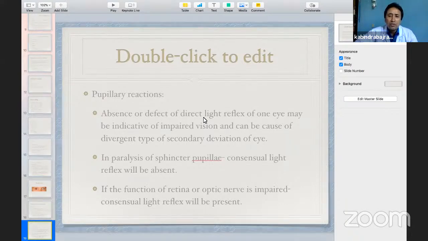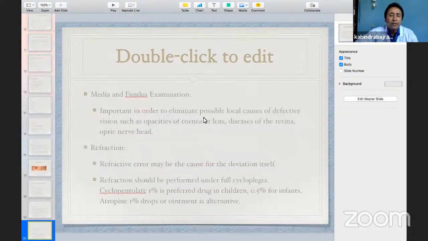In paralysis of the sphincter pupillae, for example in third nerve palsy involving the pupil, the direct light reflex will be absent. And if the retina and optic nerve are impaired, the consensual light reflex will be present. So pupillary reflex can also give some clues for us. Then the media, regarding corneal opacity, cataract in the lens, similarly vitreous-related problems, and retina and optic nerve pathology should also be ruled out.